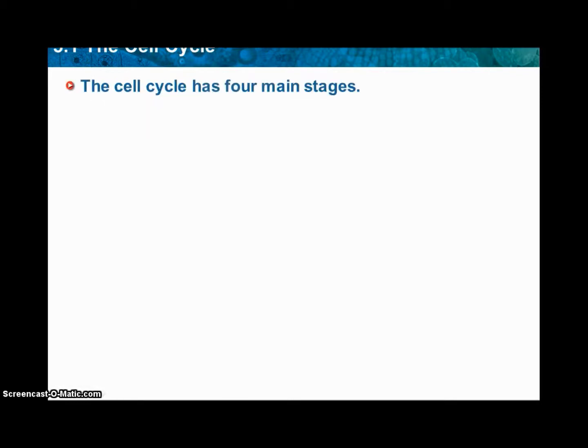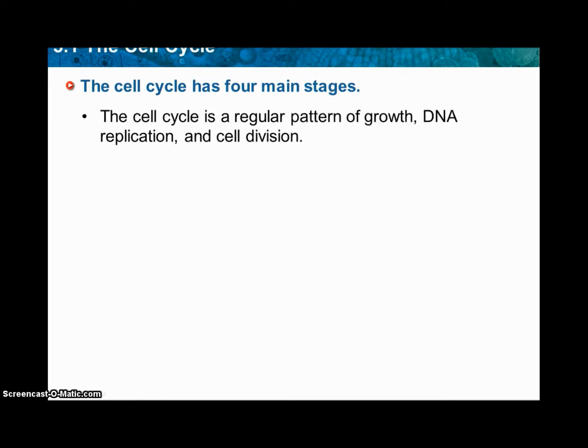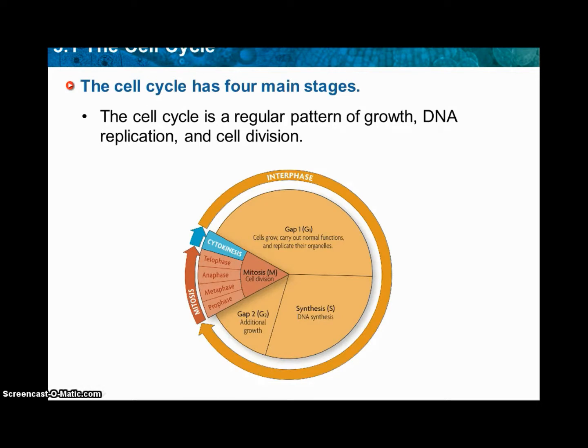First thing that we're going to talk about is the cell cycle. The cell cycle has 4 stages. The first one is G1, then we have synthesis, G2, and then mitosis. The cell cycle is a regular pattern of growth, DNA replication, and cell division. That's what makes up the whole cycle. 90% of this cell cycle is actually in the interphase, which makes up G1, S, and G2. Mitosis and cytokinesis is on their own level.